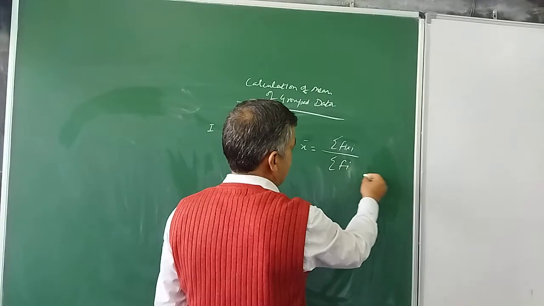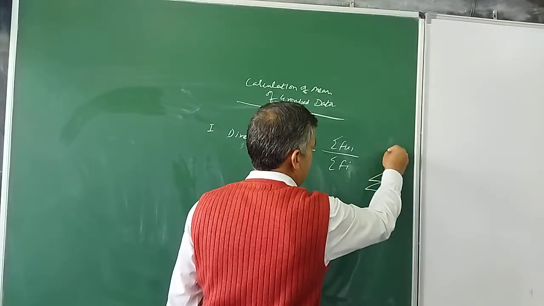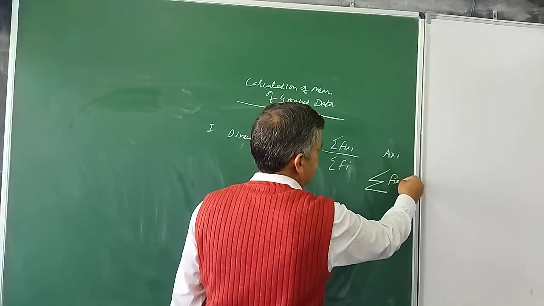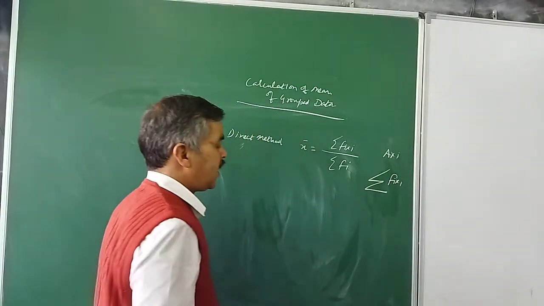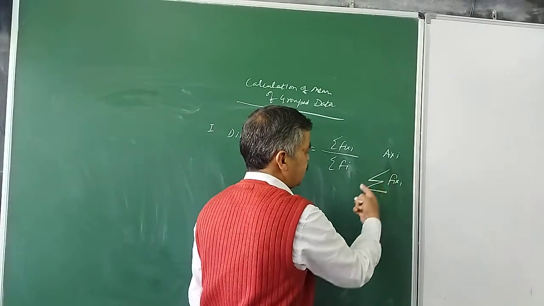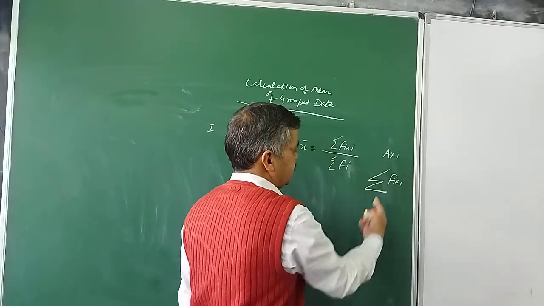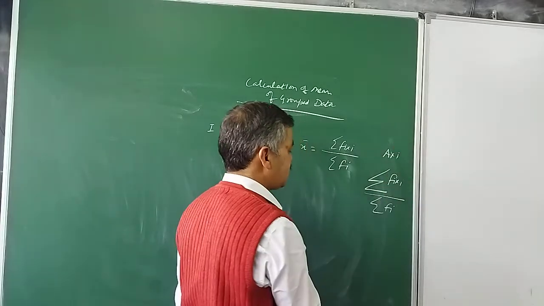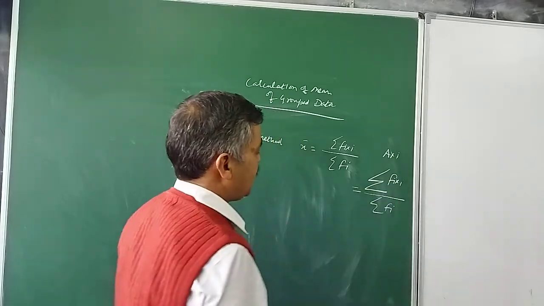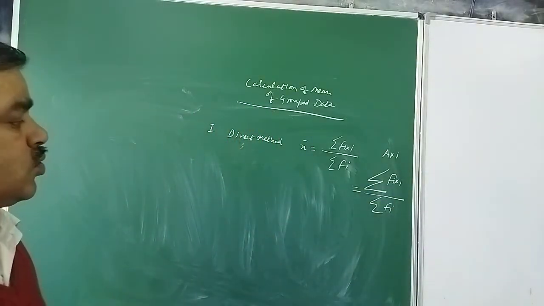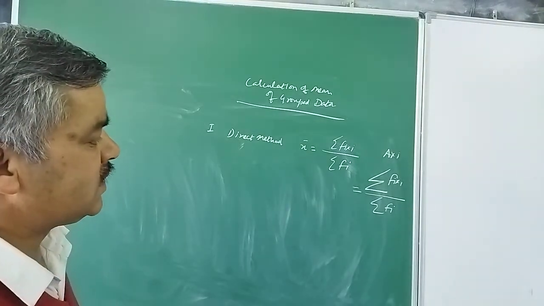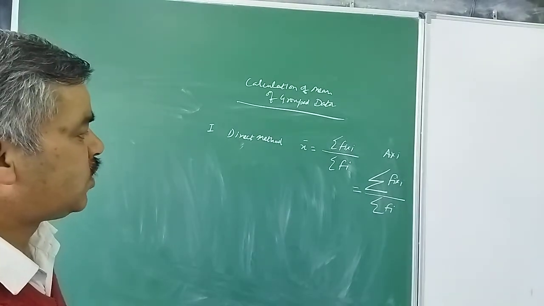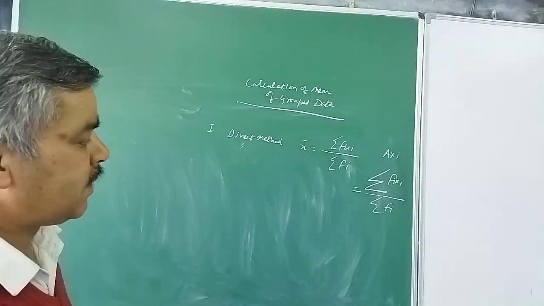The symbol that I use here is sigma, which denotes summation. When I write sigma fi xi, it is the product of the frequency and class mark, and the sum of all the readings of that product. And when I write sigma fi, it means the sum of the frequencies of all the class intervals. So dividing the sum of the product of frequencies and class marks by the sum of the frequencies will give you the mean. That is the direct method.